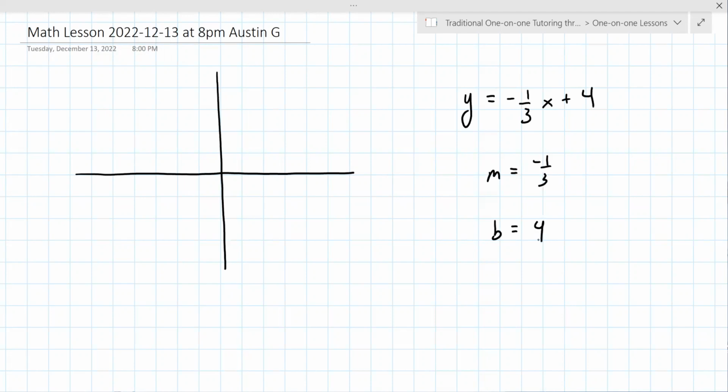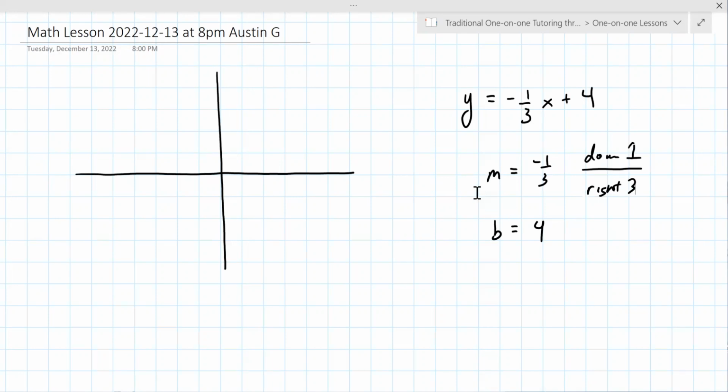Okay, what does that slope mean to you when it's negative? Can you tell me about it? Go ahead. Wouldn't that mean it goes down? Down 1, and always to the right. Yeah, great. Sorry for interrupting you there.